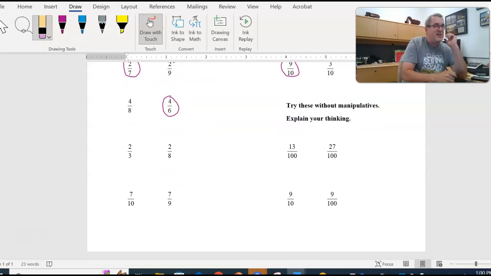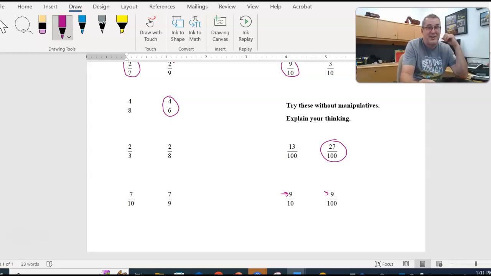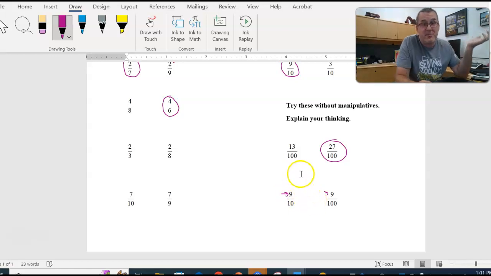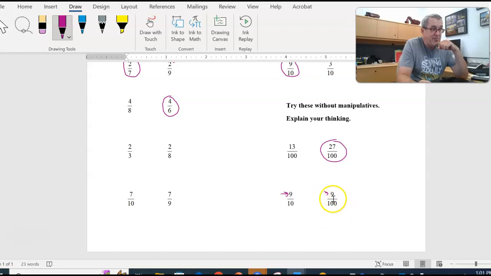All right, what about these? 13 of the 1/100ths versus 27 of the 1/100ths. Well, 27 copies of a 1/100th is going to be bigger than only 13 copies of a 1/100th. 9/10, 9/100. Now look, notice these common numerators. Did you notice that when you have a common numerator, that helped us to make the comparison as well? Here I have 9 copies of something, and here I have 9 copies of something. What's the something? Well, cutting something up into 100 pieces is going to make the pieces really small.